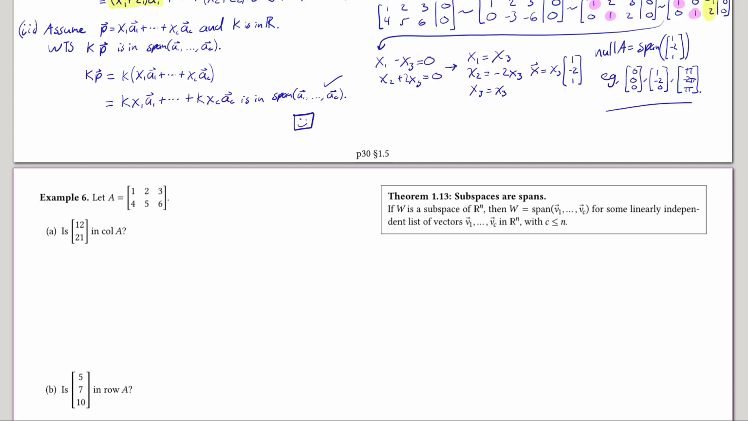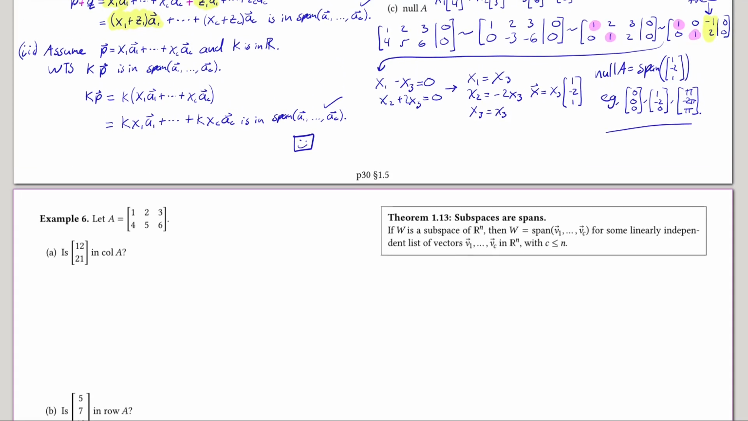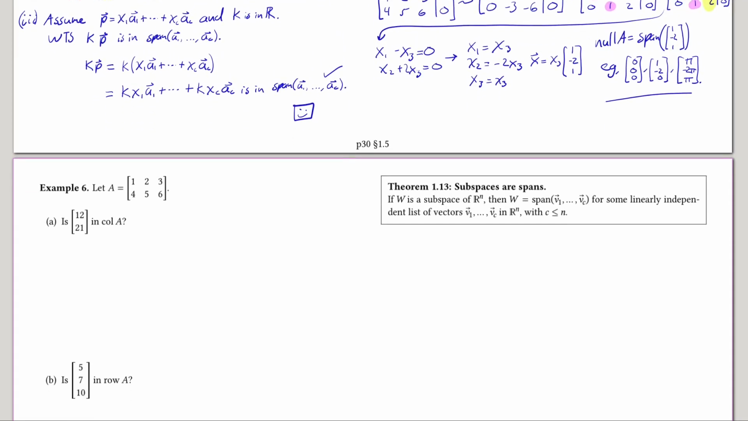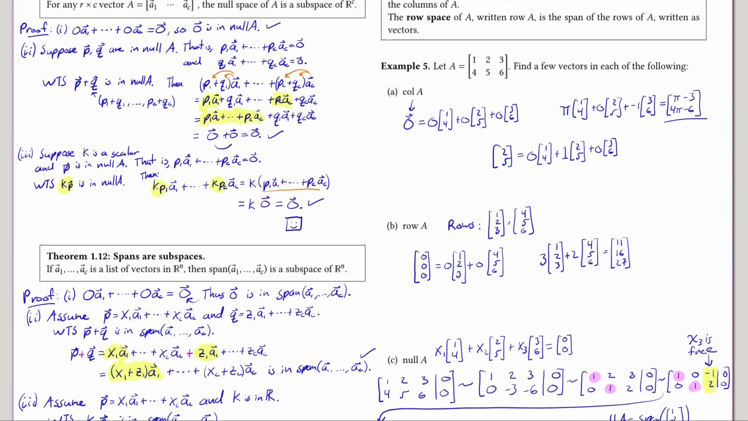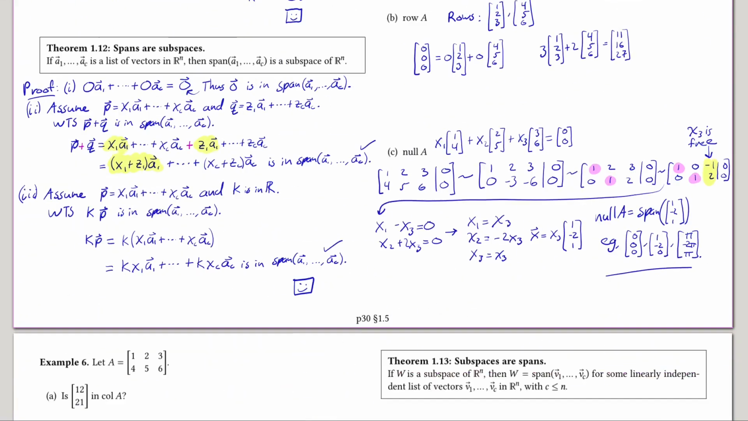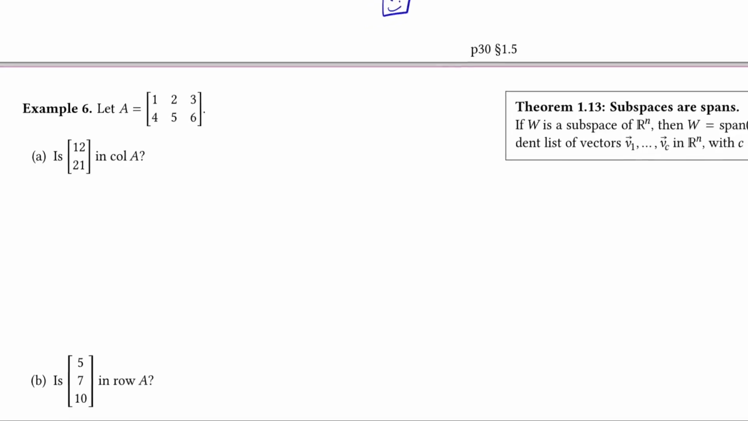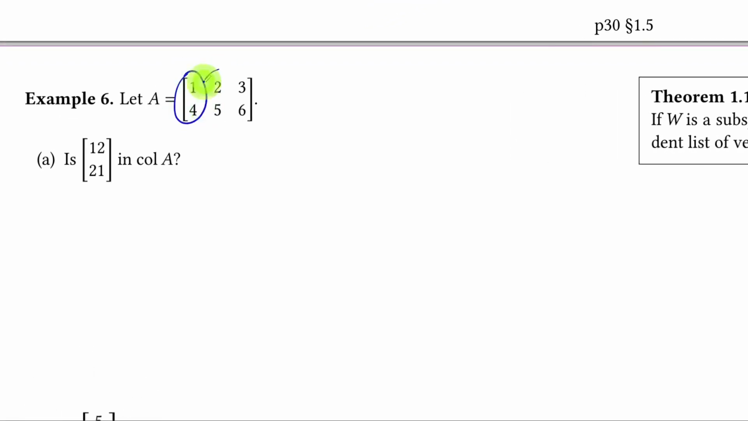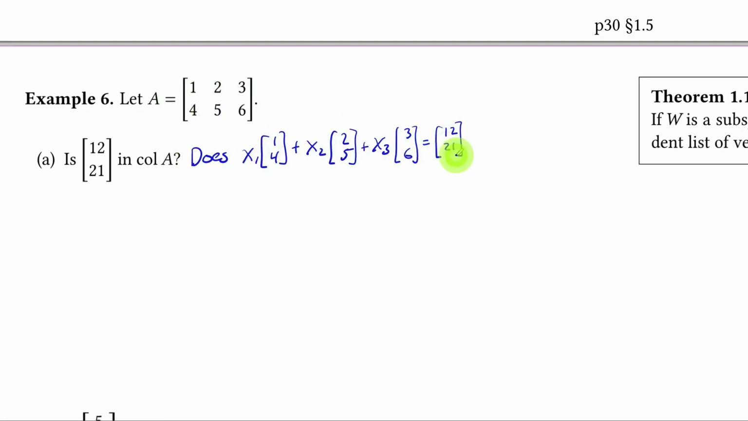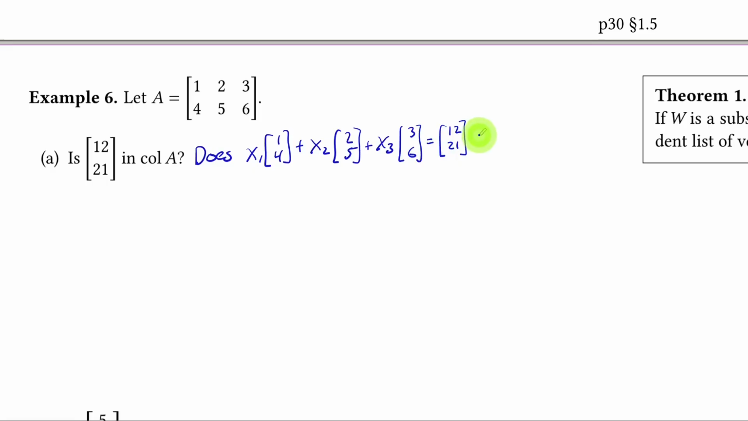So let's look at example 6. Same matrix as before. This time, instead of asking to find a vector in column A, like we did, where we just had to do any linear combination that you wanted, it's giving us a vector and we want to know if it is in the span of these three vectors. In other words, does this vector equation have a solution?